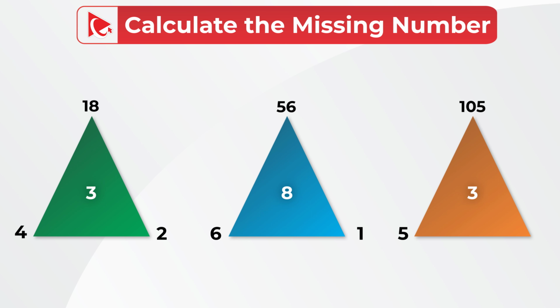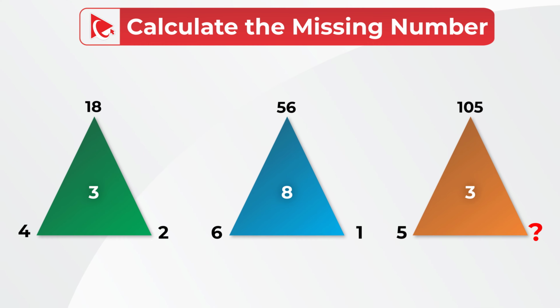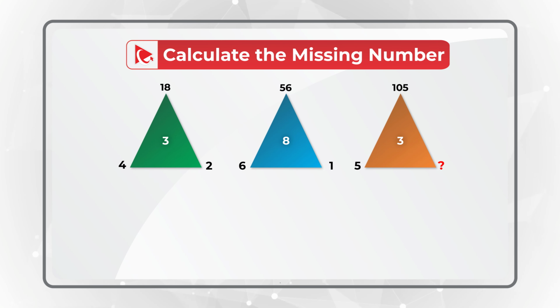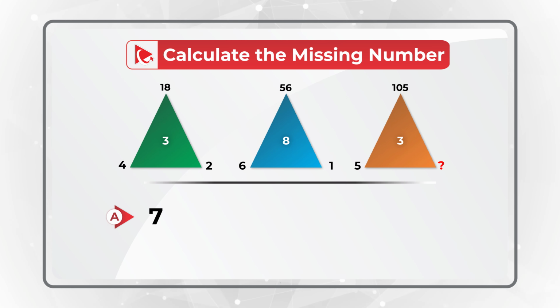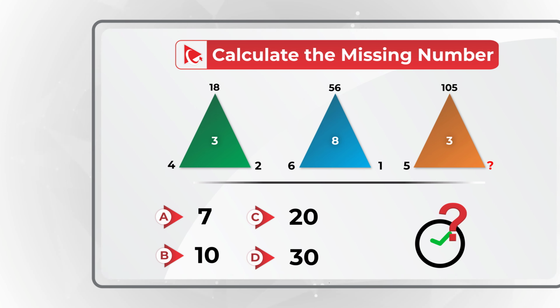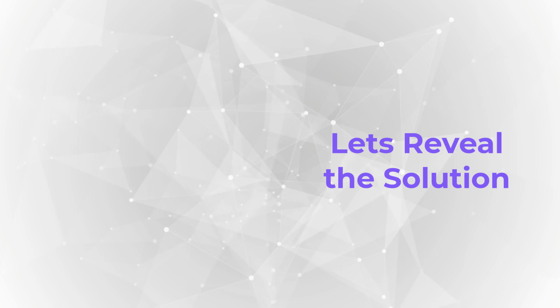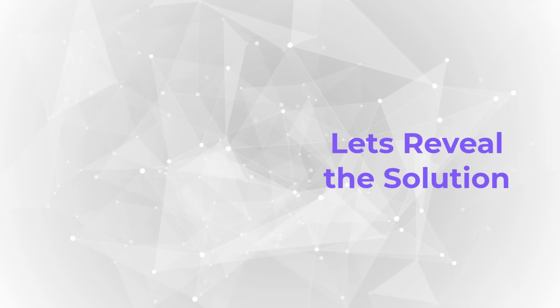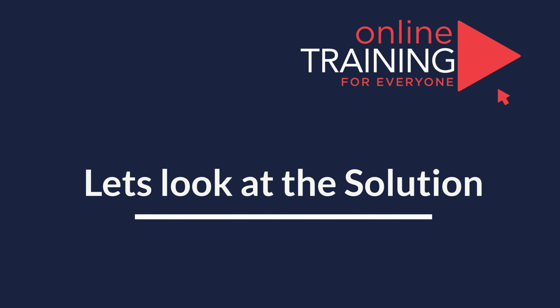In the upper right corner of the third triangle, you have a missing number, which you need to calculate out of 4 different choices. Choice A, 7. Choice B, 10. Choice C, 20. And choice D, 30. Do you see the answer? The solution is very obvious, but I would like you to try to get to it on your own. Ready or not, I'm moving forward to reveal the solution.